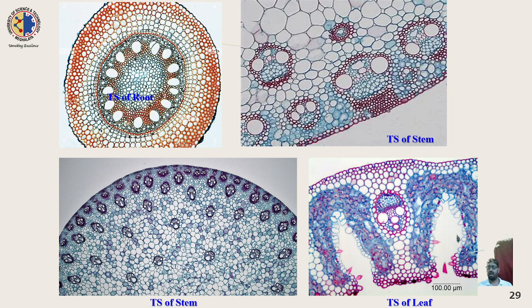In TS of leaf, if we see TS of dicot leaf, it is different from monocot leaf because it possesses stomata on one side. They don't have isobilateral leaves. They don't possess bulliform cells. They don't have any type of anatomy which is called Kranz anatomy.